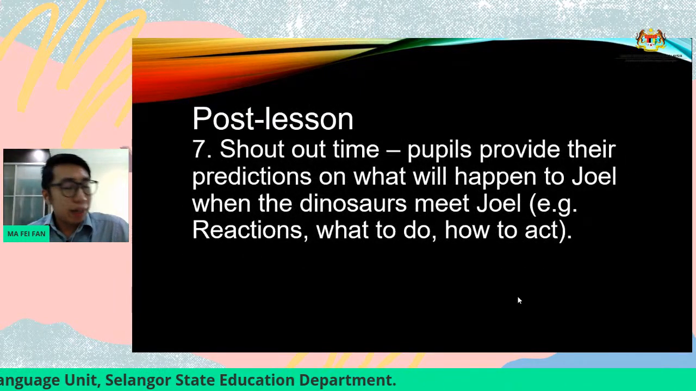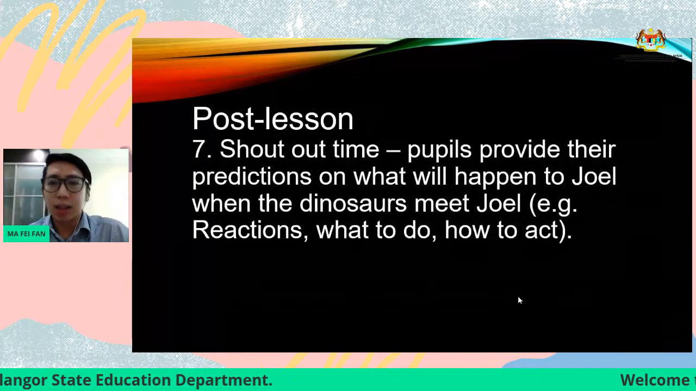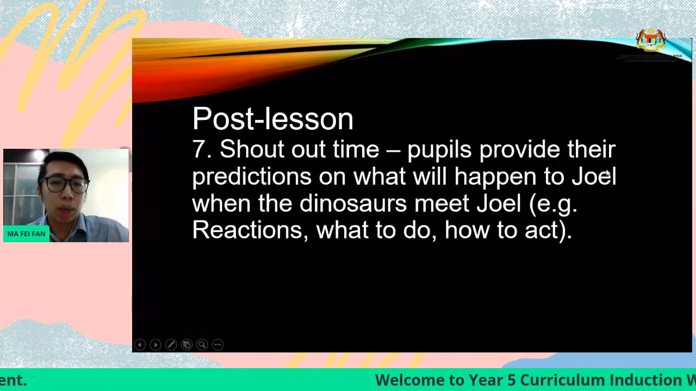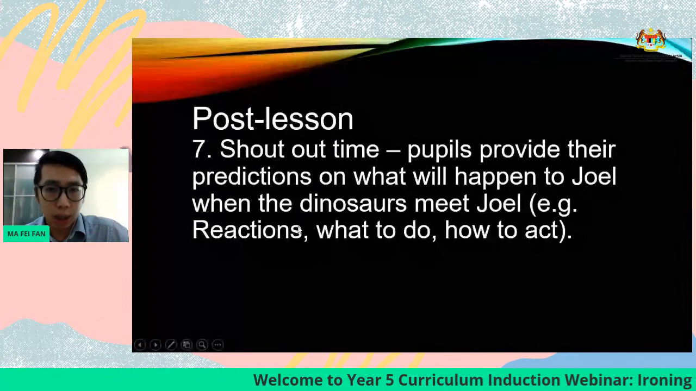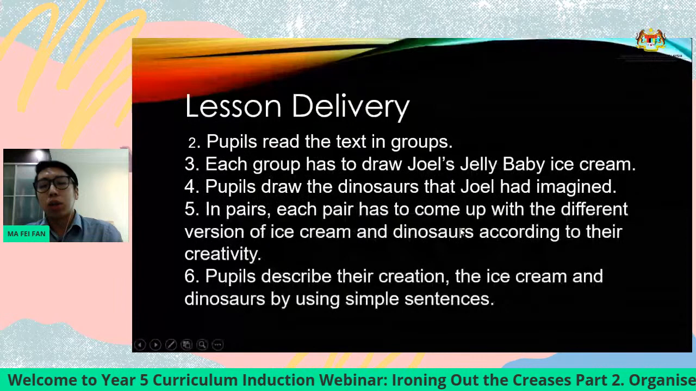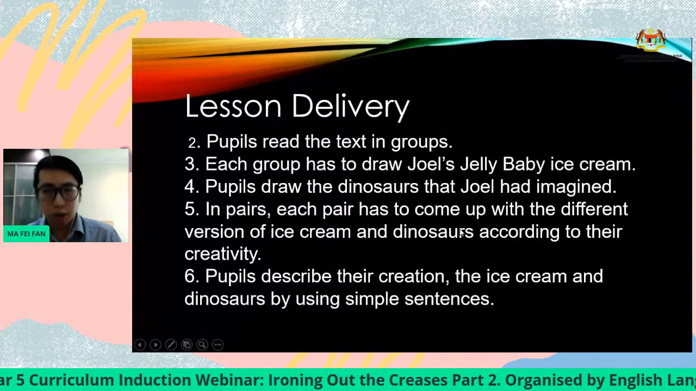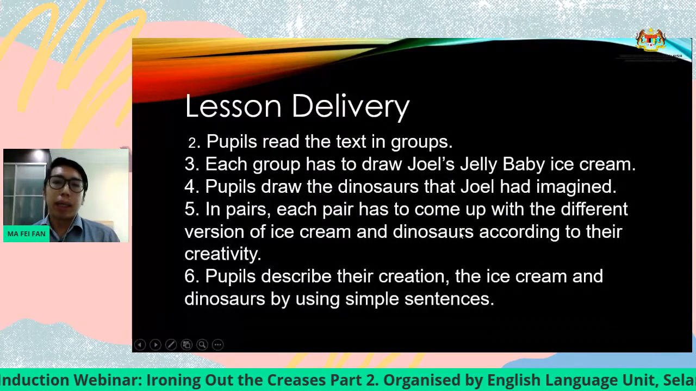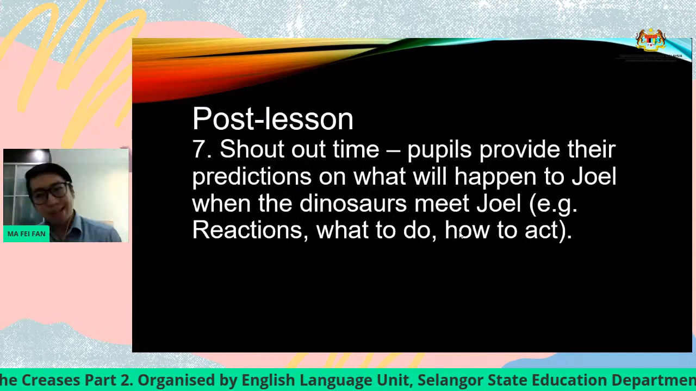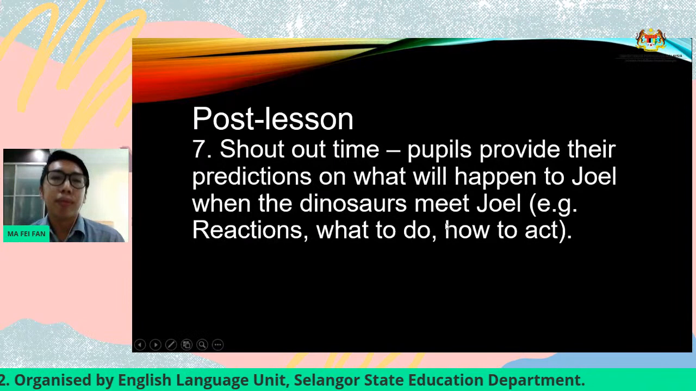So at the end of the lesson, in the post-lesson activity, pupils can provide their predictions on what will happen to Joel when the dinosaurs meet Joel. Because this lesson is just focusing on a particular chapter of the short story, maybe the pupils can predict what will happen next in the next chapter.